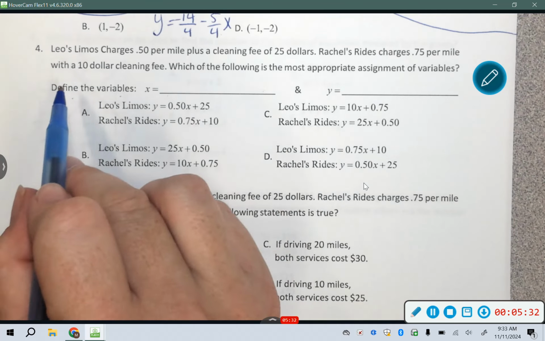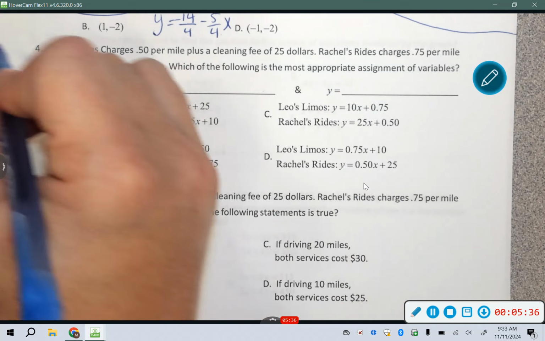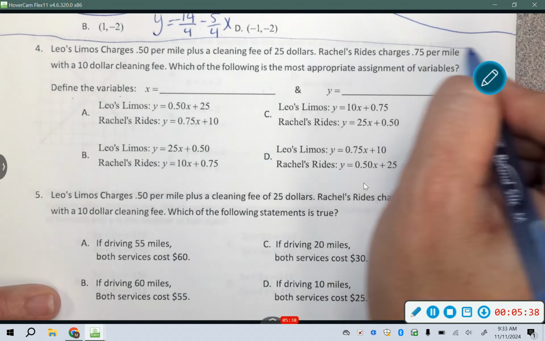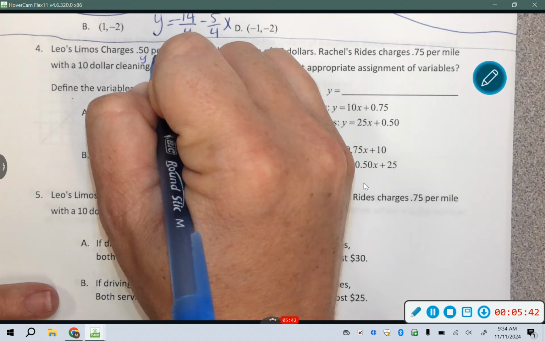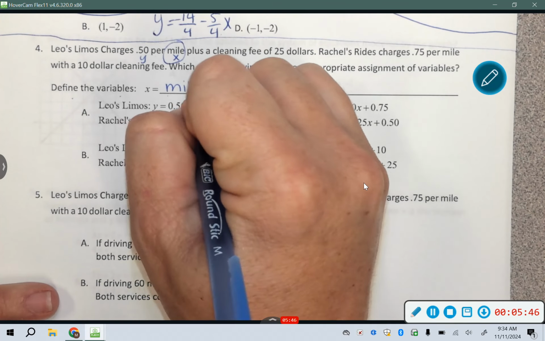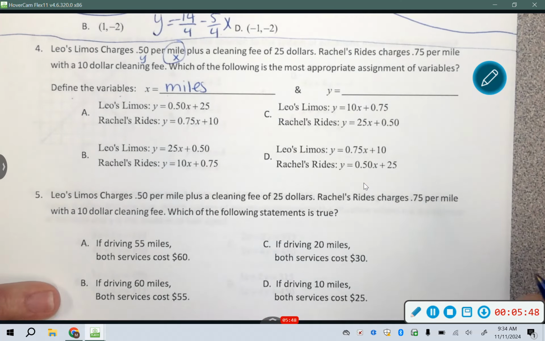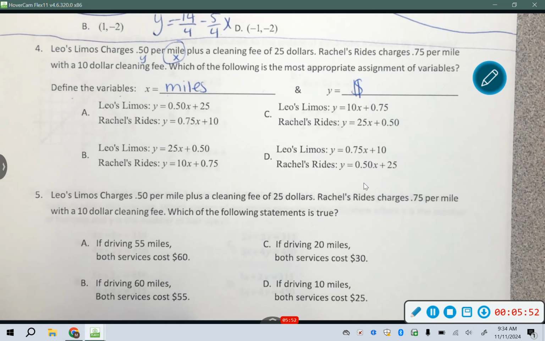Well, I want you to realize we remember the word per tells me y per x. Sorry, I didn't bring my colored pens with me, so all I have is blue. So y per x. So I know x is miles. And y is not 50 cents, but 50 cents is money. So it's our money. Okay, so knowing that, we have to write our equation.